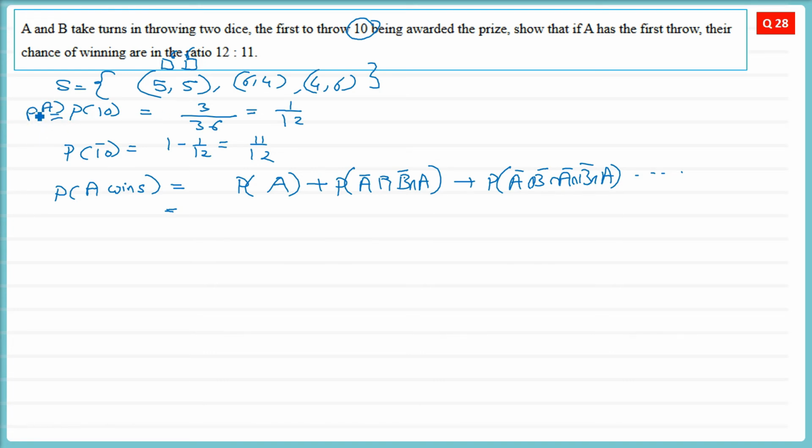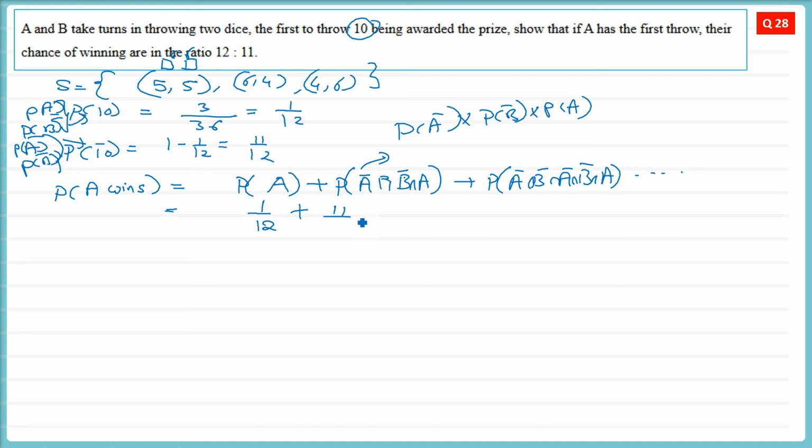So let's call PA and PB together as 1 by 12, because both are going to get 10 in order to win. PA bar and PB bar is equal to what, 11 by 12, both of them, because these are the chances of them not getting a 10. So PA, wherever you get A and B, write 1 by 12. PA bar, let me write it like this just to let you know what I am trying to do. PA bar multiplied by PB bar multiplied by PA. So wherever you have a bar, write 11 by 12. You get a PA, just replace it by 1 by 12.